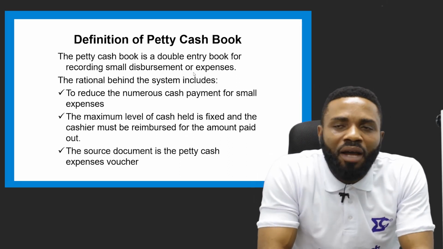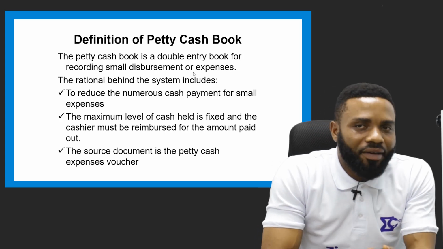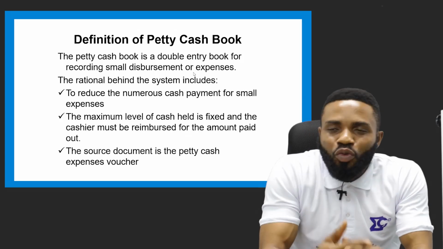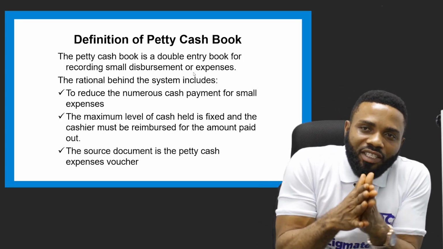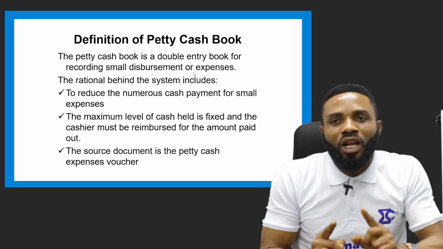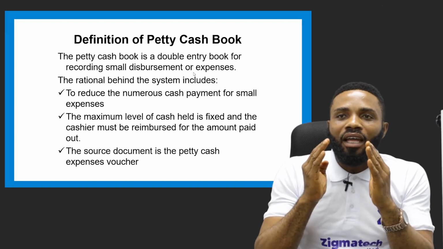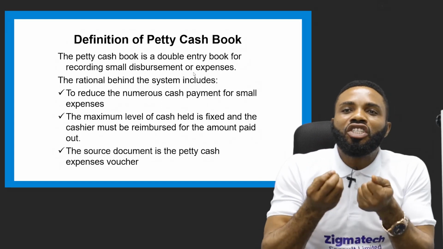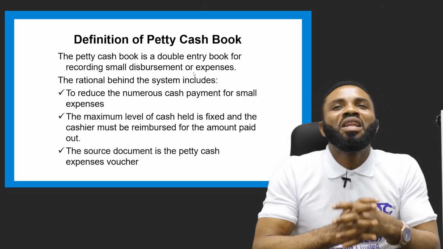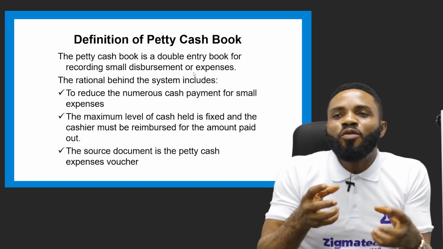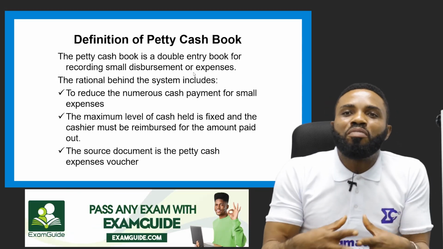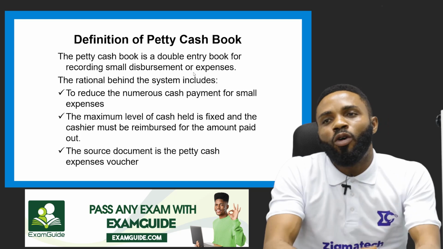Now, the rationale behind the system includes, number one, as I have said, that there are different payments in the organization, but we just want to group minor expenses together and see how we can account for them. So the very first rationale behind the petty cash book is that it will reduce the numerous cash payments for small expenses. So many payments are made, and if you don't look for a way to group these payments together, it will be bulky and labor intensive for the accountant.